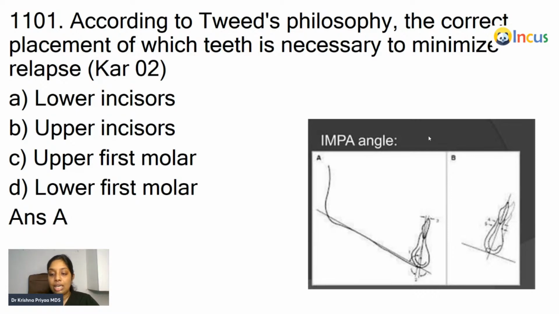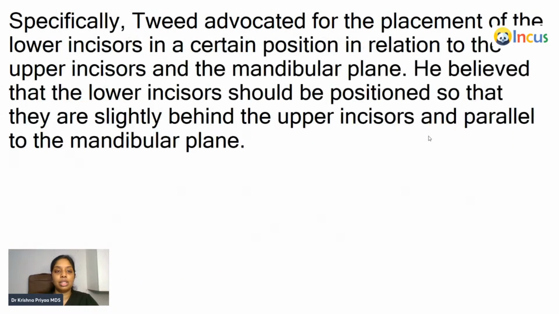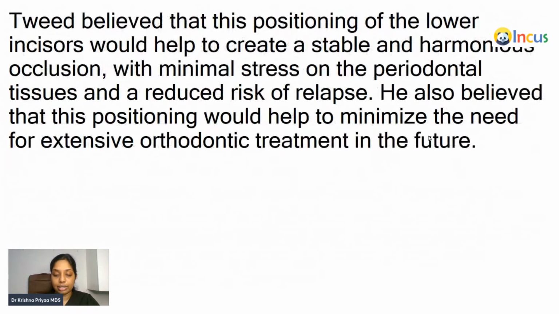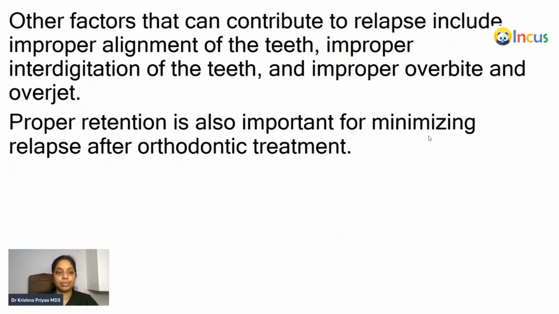I've given a diagram of it. In Tweed's philosophy, he also marks an angle called IMPA. That is the angulation between the incisor's long axis and the mandibular plane. If it is more than 90, say 95, then the stability of the treatment is poor. So it has to be 90 to have proper stability. That is his concept of ideal occlusion. Done.